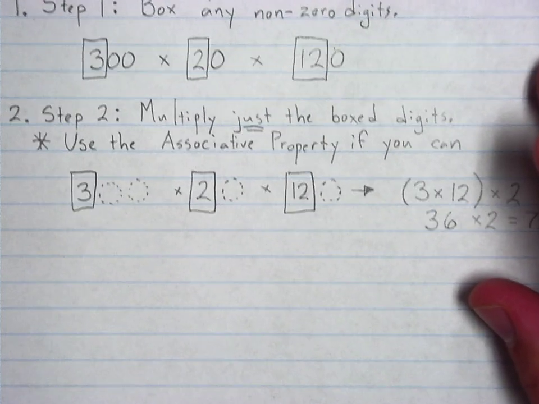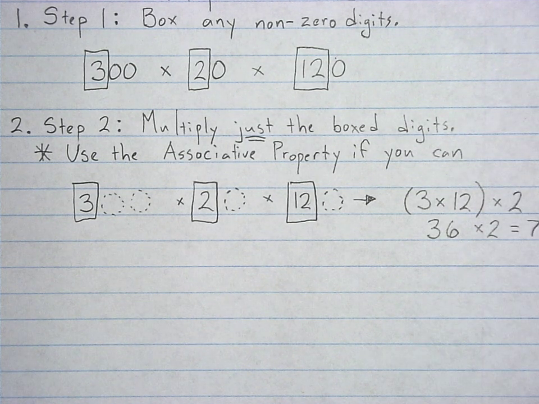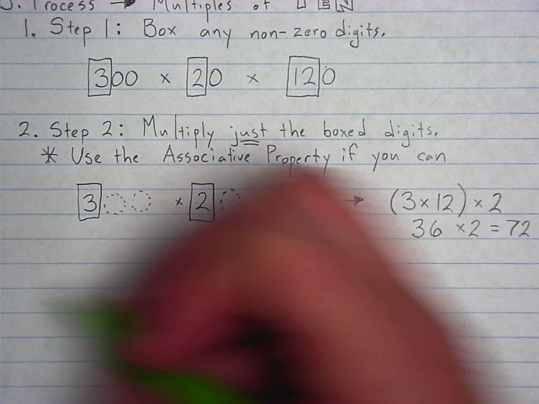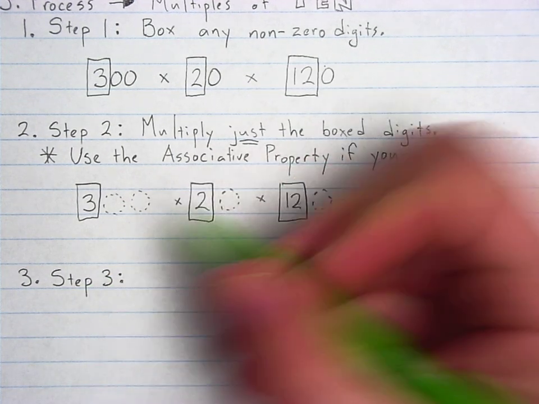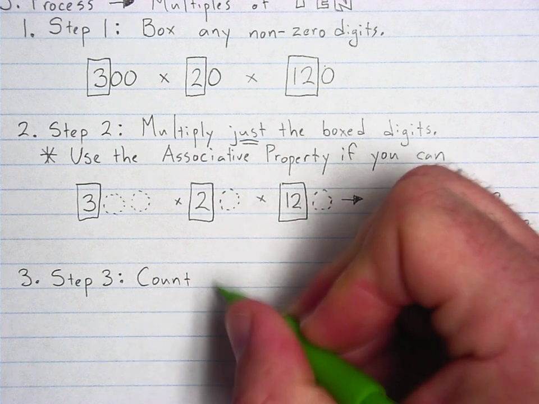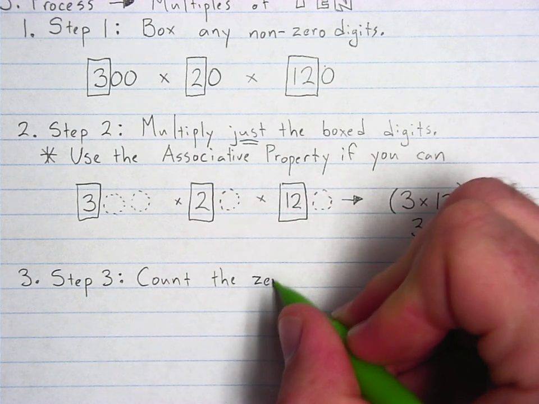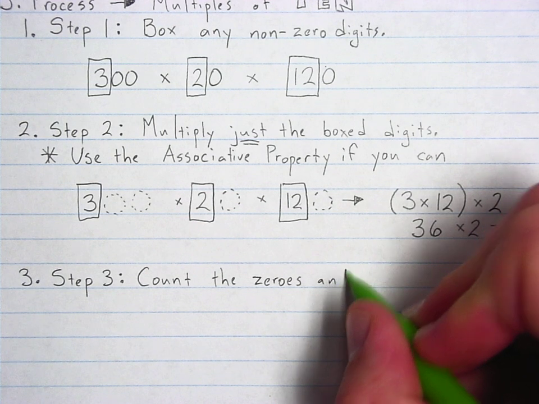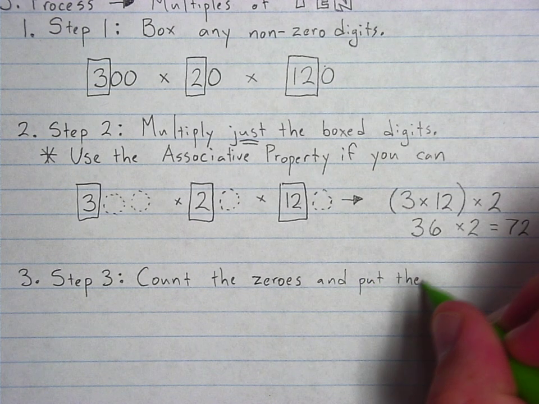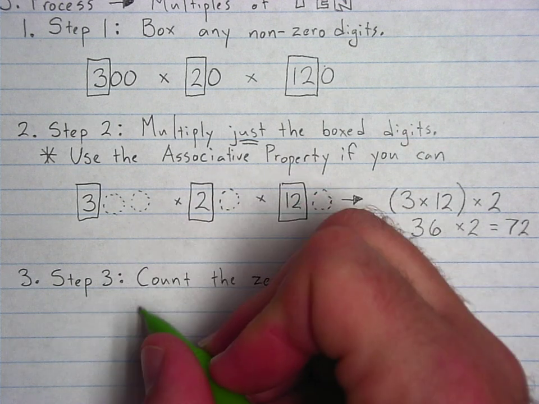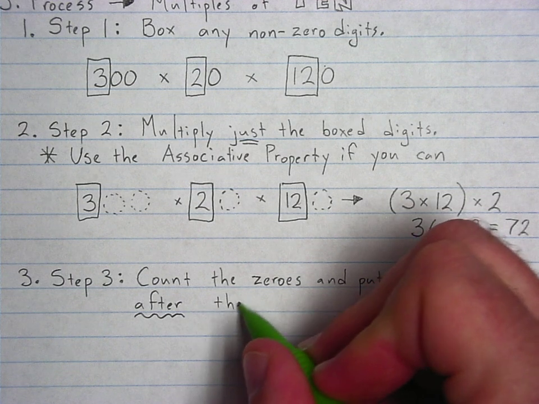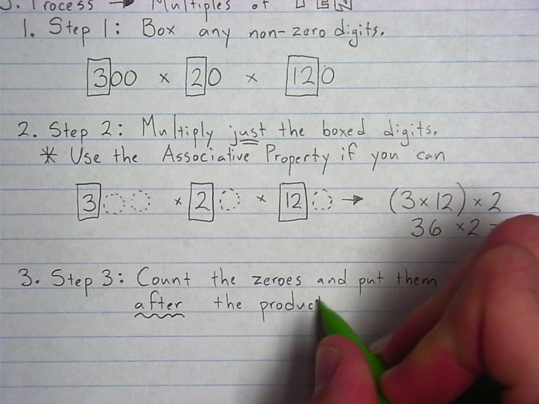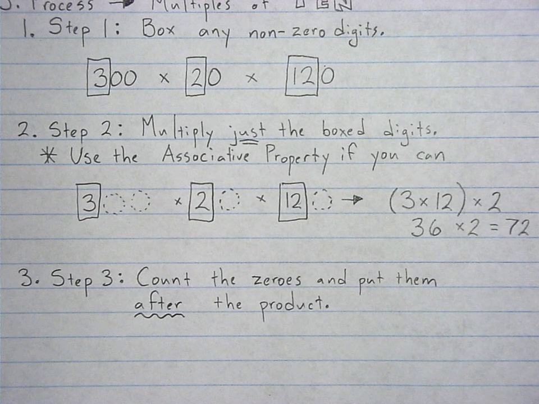All right, let's wrap this thing up. I'm going to leave that on for just a moment, but I know my 72 is kind of sliding off the side. There we are. So step 3, and don't worry, this is it. Step 3. We're going to count the zeros. We're going to count all those zeros and put them after the product.